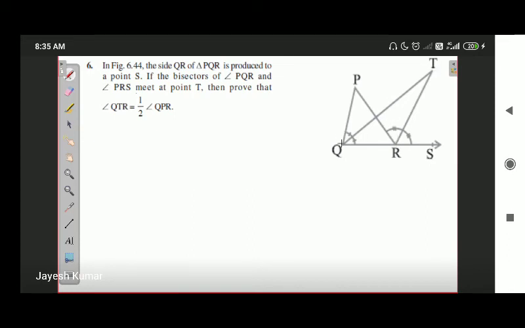So once again, what does bisector mean? If this angle is X, this angle is also X. If this angle is Y, this angle is also Y. That is the meaning of bisectors. It divides an angle into two equal parts, or we can say that whole angle Q is twice of this angle and twice of this angle. Whole angle PRS is twice of this angle and twice of this angle. Okay, so let us write down the given.